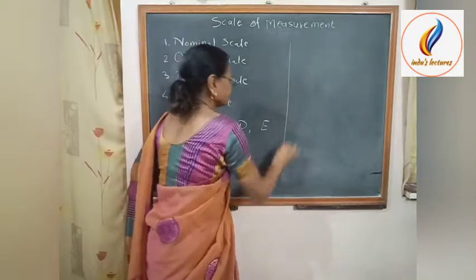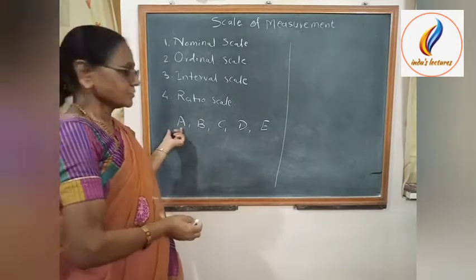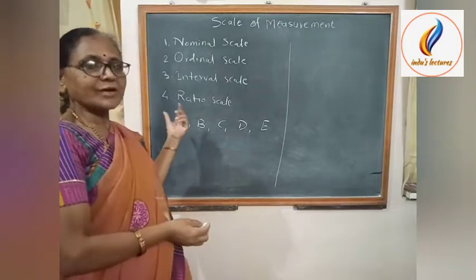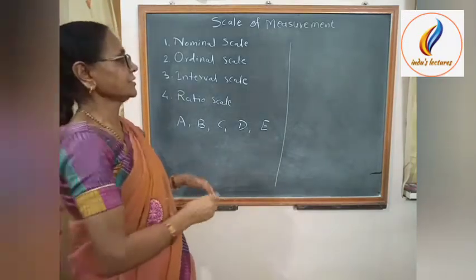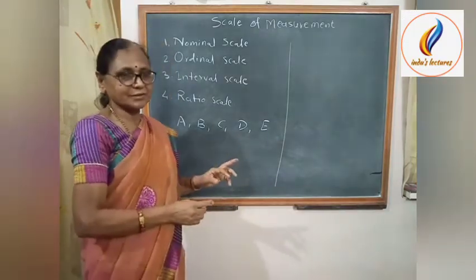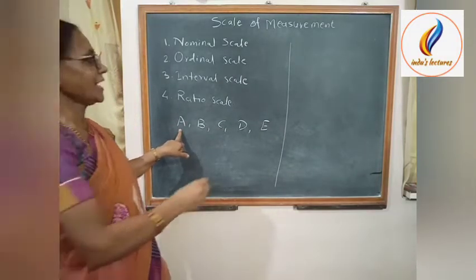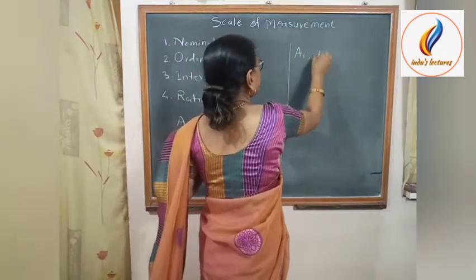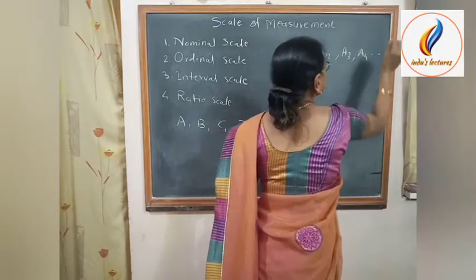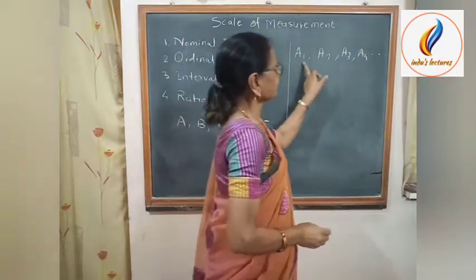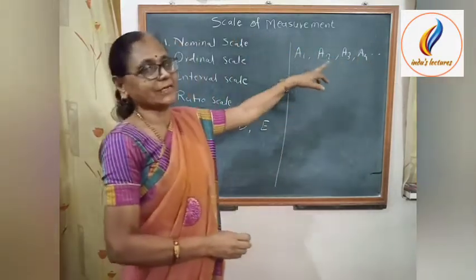Again, in each division there are students, and if we assign numbers to the students in each division, like the numbers assigned to students in division A as A1, A2, A3, A4, like this, this scale of measurement is also called nominal scale.